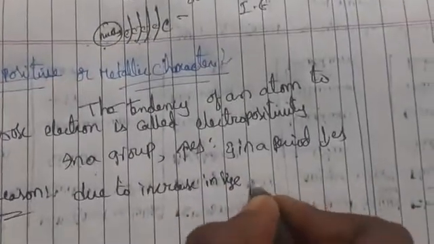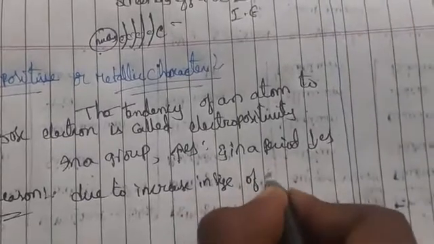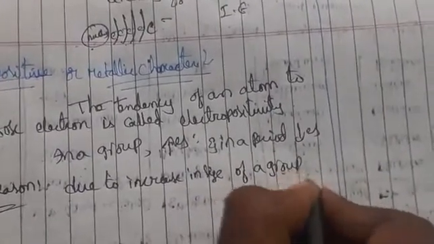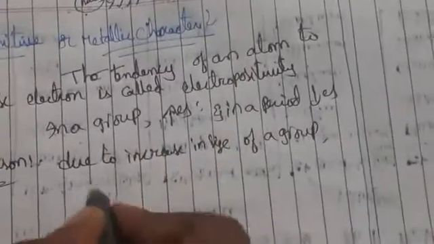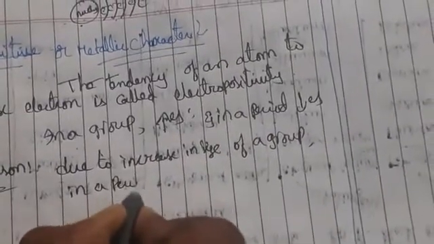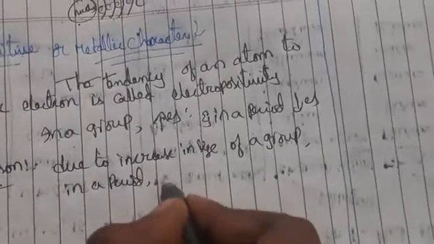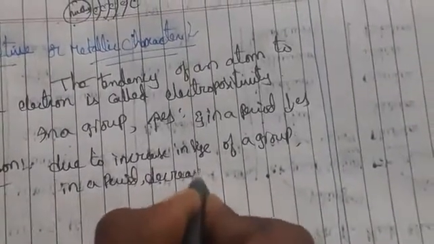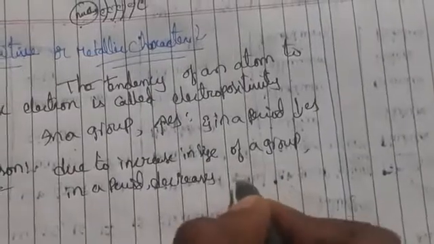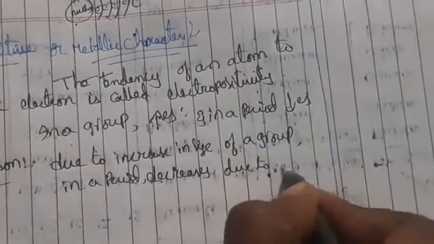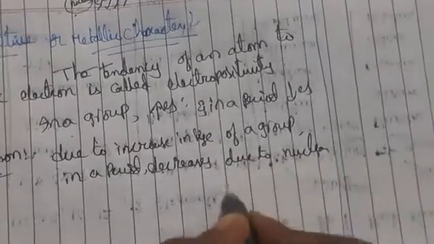So in a group, due to increase in size, it increases, and in a period it decreases due to nuclear charge. Okay, so this is about electropositive or metallic character. Next one, let us see. Next one is about nature of compounds.